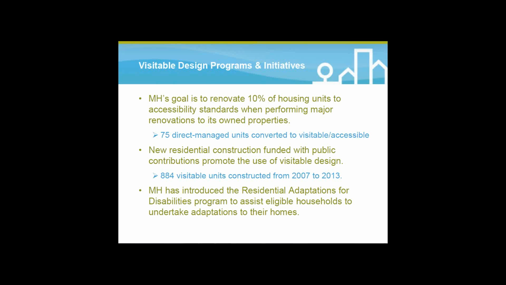So what this does is essentially, any time that we release a request for proposals that has, say, a seniors housing component, as part of the evaluation criteria, proponents will be expected to allocate a certain percentage of their housing units towards visitability and accessible design. Manitoba Housing has also introduced a residential adaptations for disabilities program that basically assists eligible households to undertake adaptations to their homes.